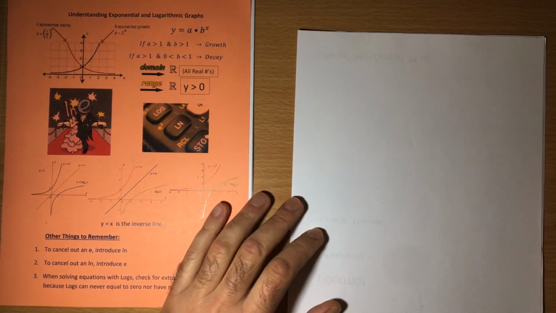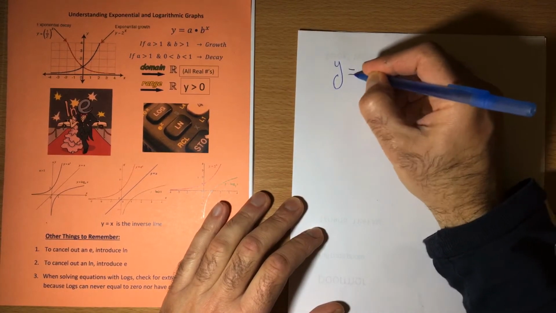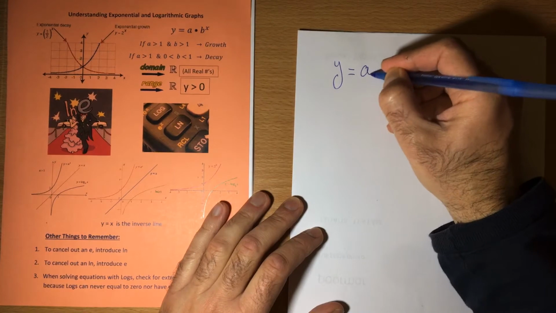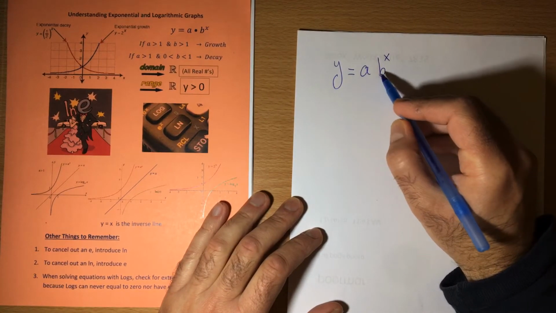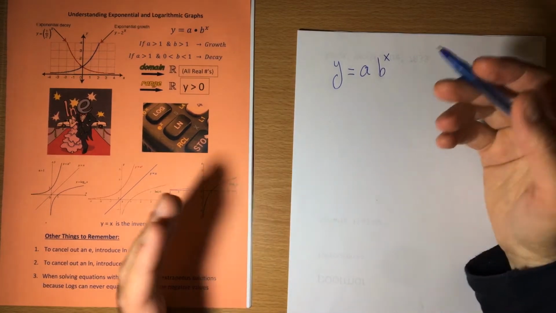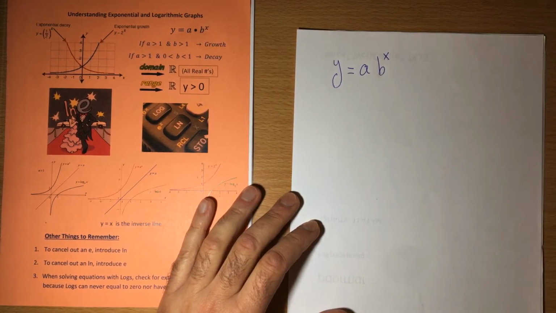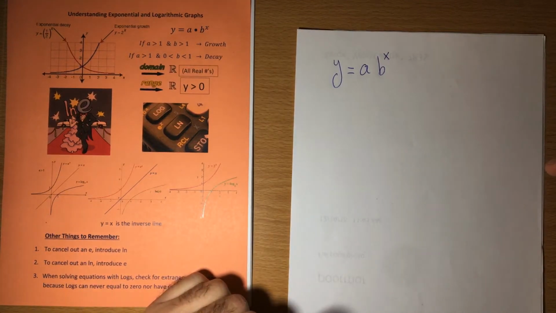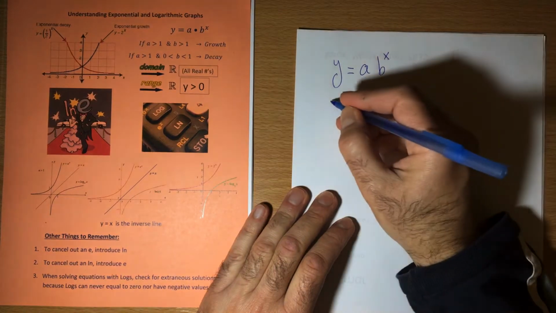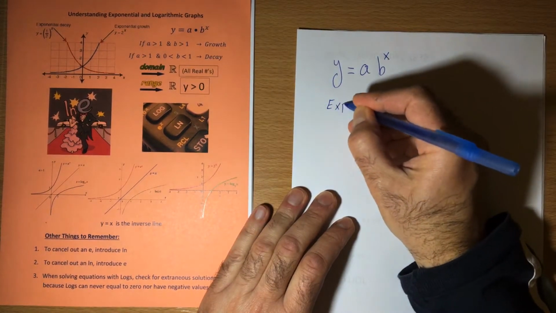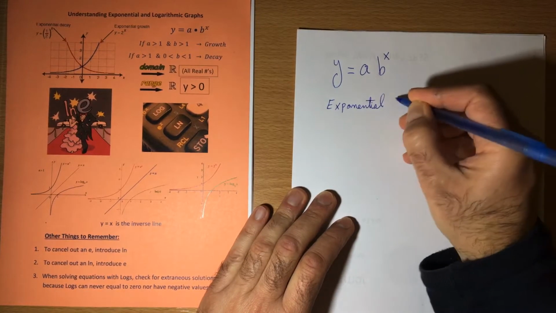All right, so what is an exponential function? Exponential functions are functions that are usually written like this: y equals a times b to the power of x. Now, why do we call it exponential? Because x is an exponent, obviously. All right, so we have two types of exponential functions. We have what we call exponential growth.